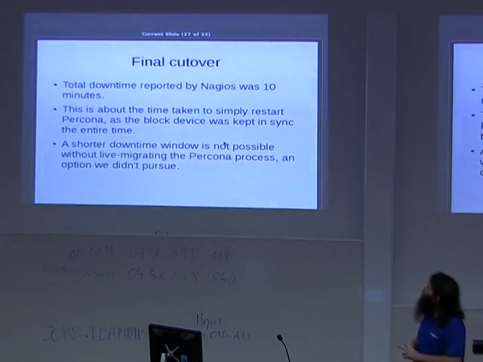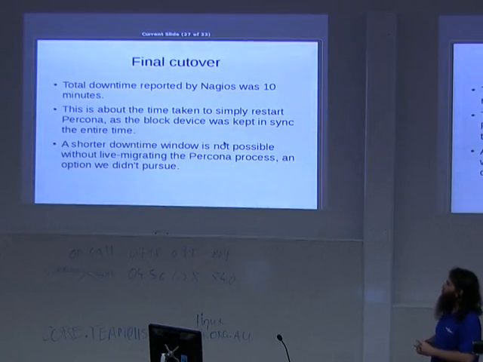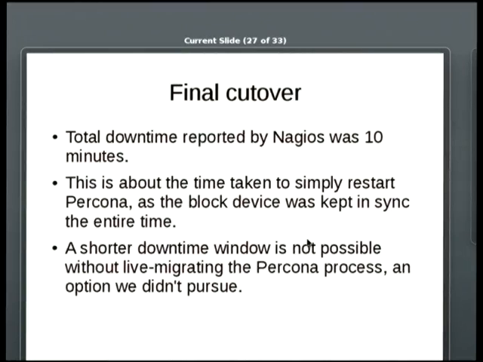You can't get a shorter downtime window without trying to do something like live migrate the Percona process, which seems like an awful lot of effort for reducing an already fairly short downtime window. So we didn't pursue that option.